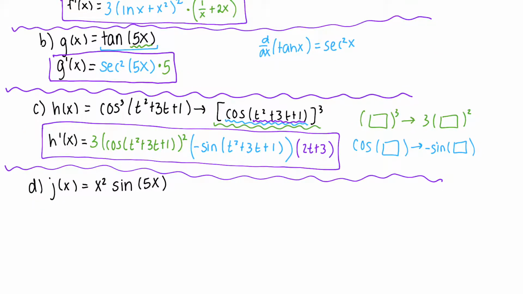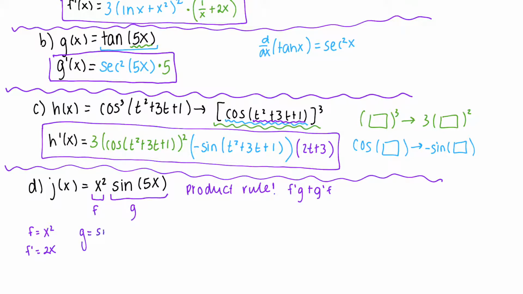For this last one, this is going to be a product rule problem because we have 2 different pieces here that are being multiplied together. Remember, for product rule, it's f prime g plus g prime f. So this guy's f, this guy's g. So f is x squared, which means f prime is 2x. G is sine of 5x.